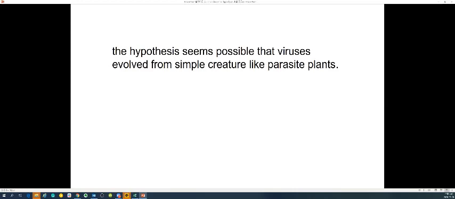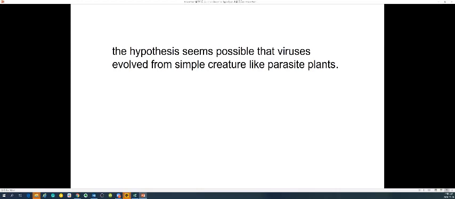Some hypothesis is possible. Viruses are evolved from simple creatures like parasite plants. Interesting other argument. Well, let's do the fact check here. Parasite plant, is that a simple creature? No, I didn't mean that. Okay. Just, viruses can be evolved from other creatures like parasite plants. It's very possible. We are going to talk about it later.